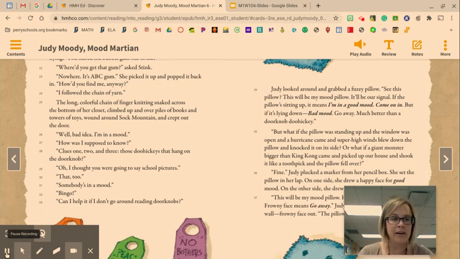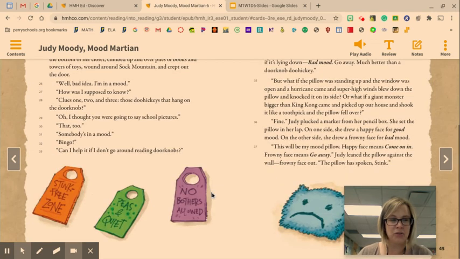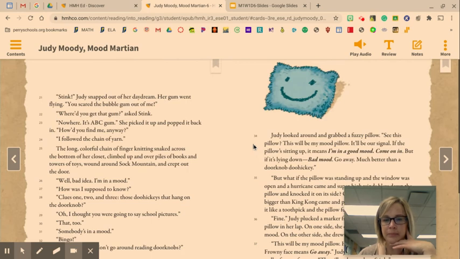"Well, bad idea. I'm in a mood." "How was I supposed to know? Clues 1, 2, 3, those doohickeys that hang out on the doorknob?" "Oh, I thought you were going to say school pictures." "That too. Somebody's in a mood." "Bingo. Can I help it if I don't go around reading doorknobs?"